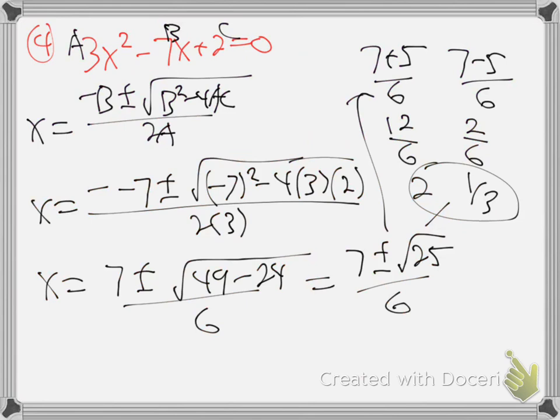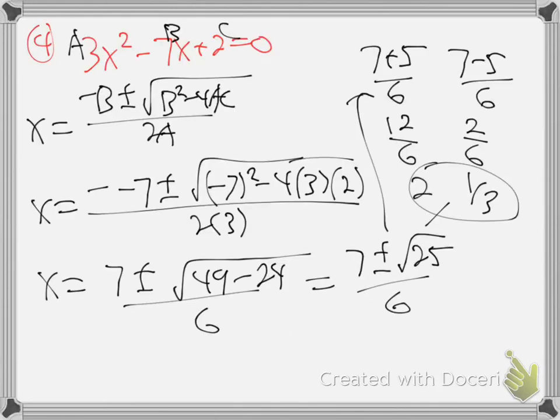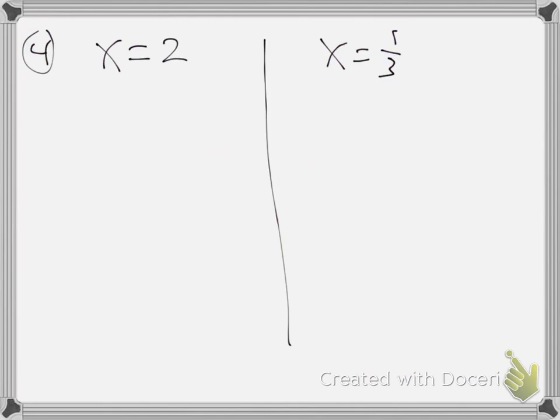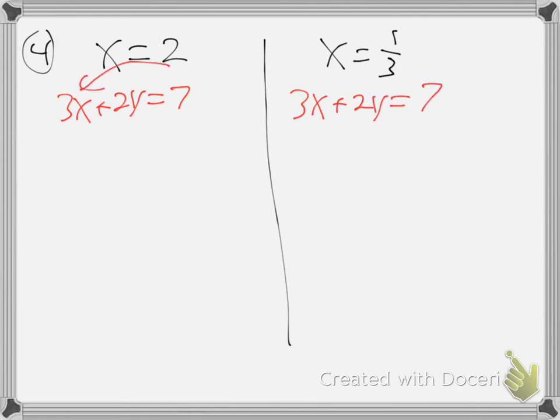Now we've got to go get the y answers, right? Take each of those two x answers and get a y answer. These problems never end, do they? So x is 2 and x is 1/3. Now we've got to plug in. Where are we going to plug in? Wherever looks easiest. Go back to the beginning. Definitely that second equation, 3x plus 2y is 7. Plug the 2 and the 1/3 into that one.